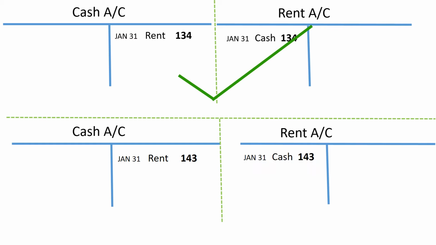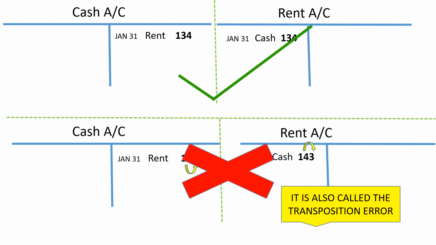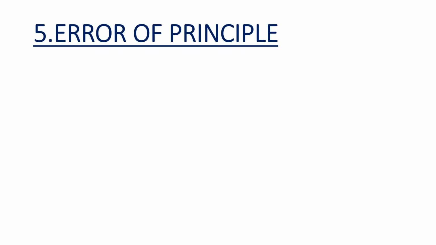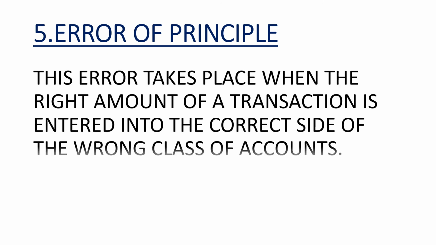What has happened is that the numbers 3 and 4 have switched positions in both entries and there's an error. This error is called the transposition error. The error of principal is an error that takes place when the right amount of a transaction is entered into the correct side of the wrong class of accounts.